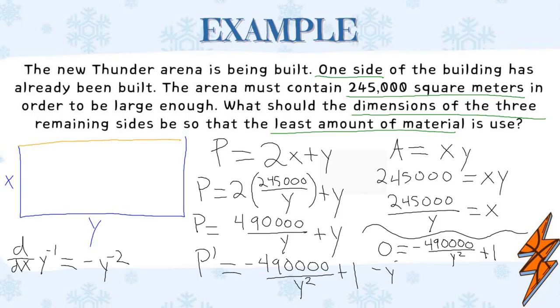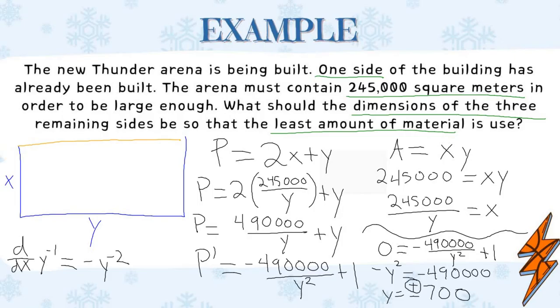Then I would divide by a negative and take the square root. What do we get if I take the square root of 490,000? What's the square root of 49? 7. And then if I have 4 zeros, that means that the square root has to have 2 zeros. So we should get plus or minus 700.